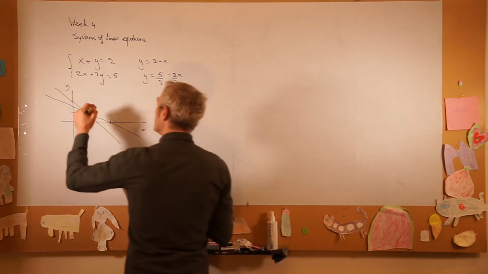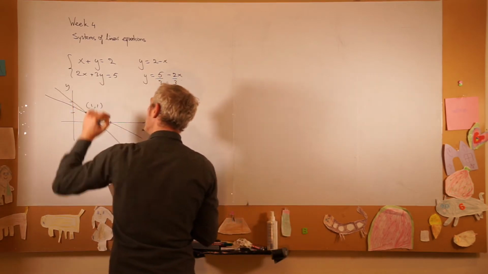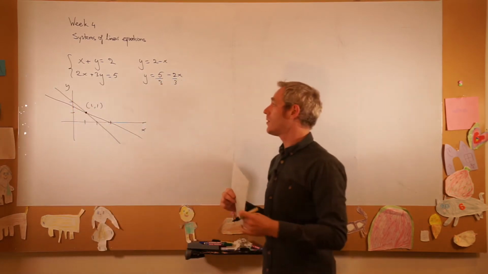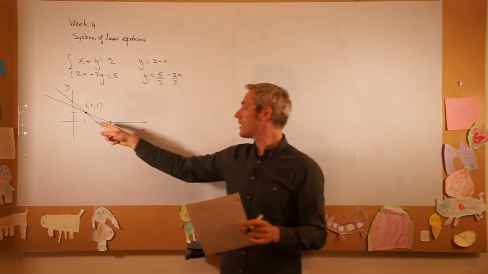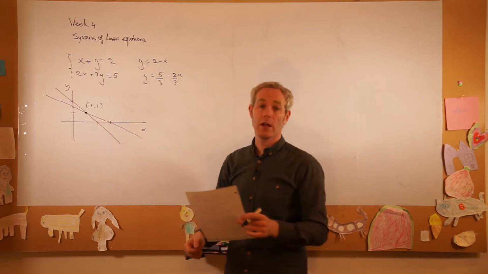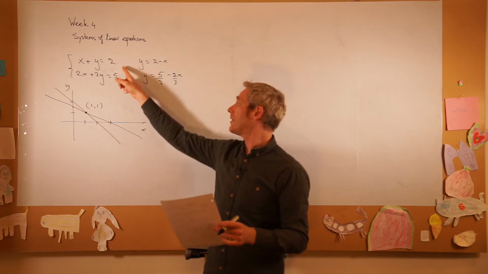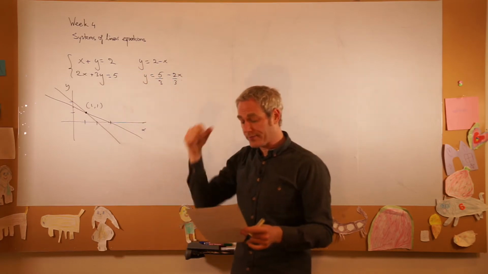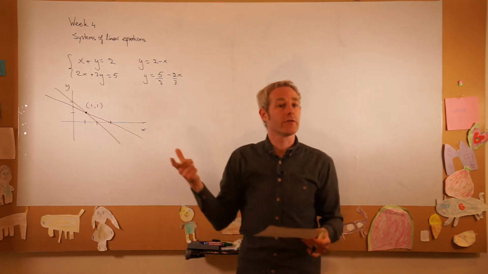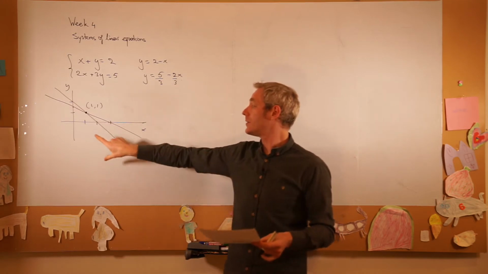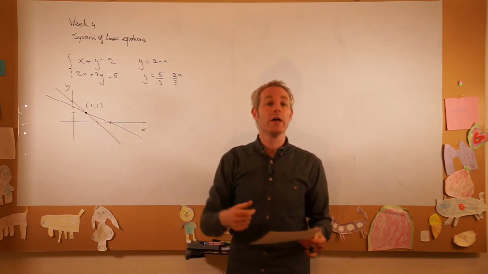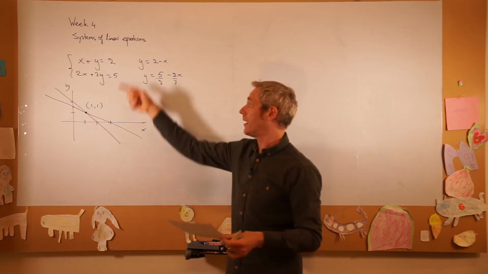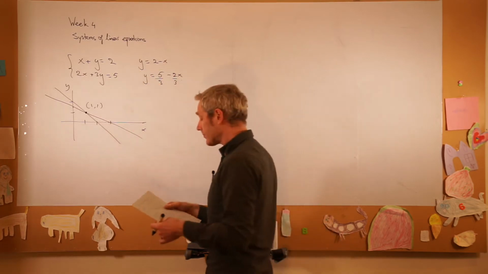So this is the point 1, 1, that satisfies both equations, and it lies on the intersection between these two lines. So if we find the intersection of these two lines, we also find the solution to our set of equations. So this gives us a visual representation of what we're doing, which is very easy to do for two variables and, well, any number of equations.